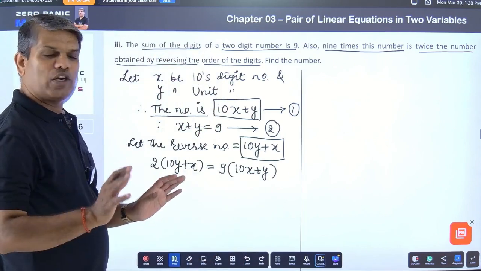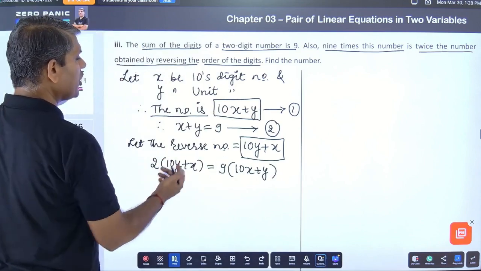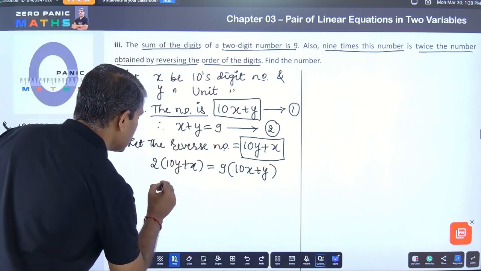Okay, hope you understood this point. Let us resolve this and get one more equation. We already have one equation, x plus y is equal to 9. Let us resolve this also.